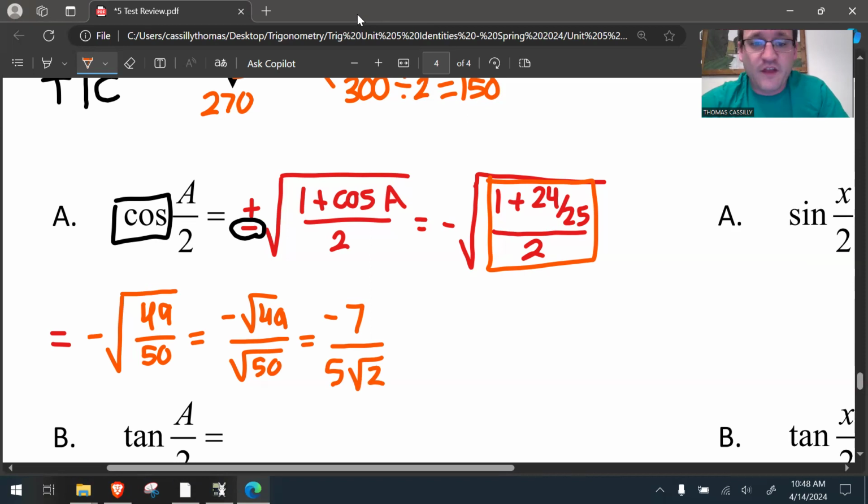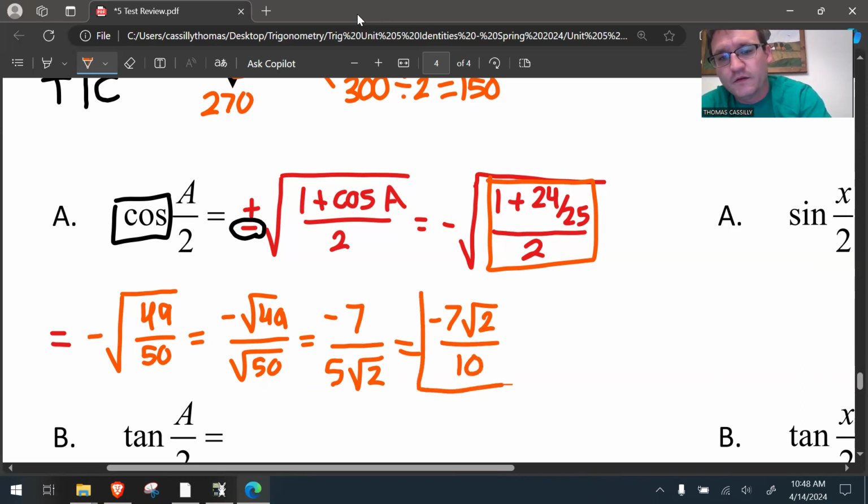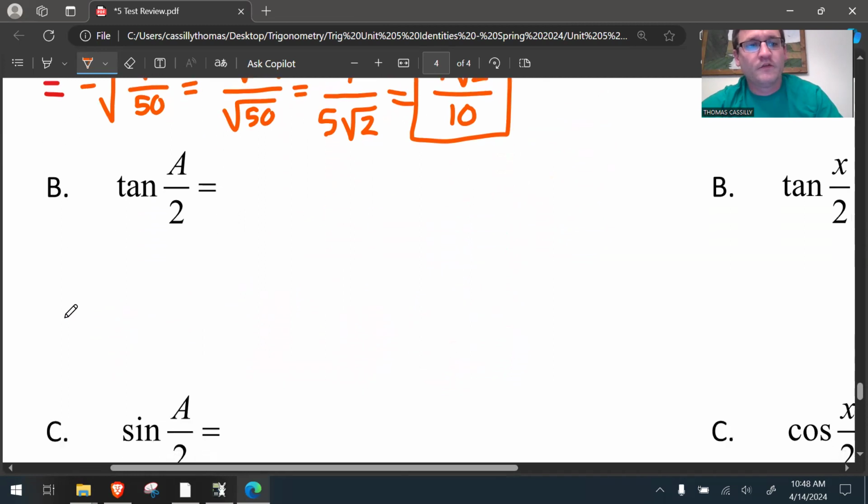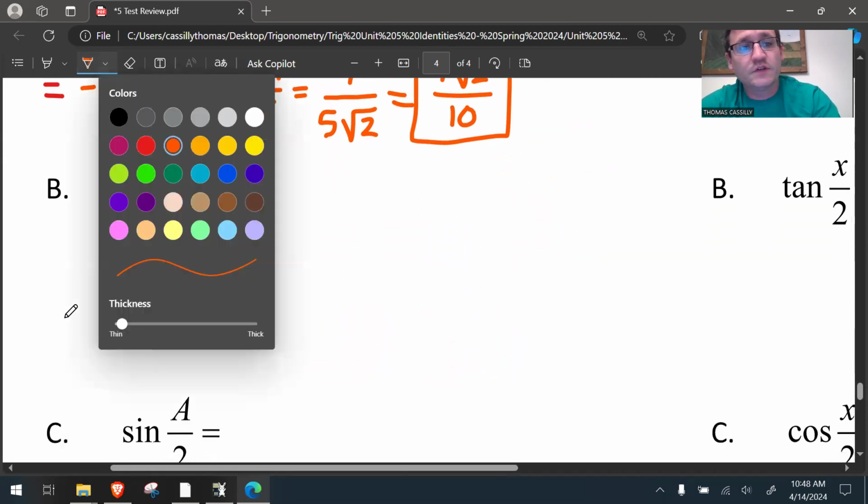And then the last step here is to rationalize the denominator. So multiply the top and the bottom by that square root of 2. You have -7 square root of 2 all over 10. And that is your final answer. That is the cosine of A over 2. All right. So now on the next one here, you have your tangent.